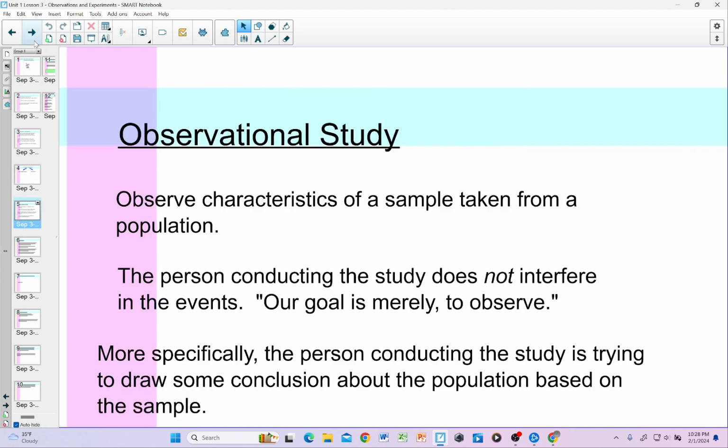So an observational study, okay? In an observational study, you are simply observing characteristics of a sample. Now, again, there's that base word observe. The person conducting the study does not interfere in events. Their goal is merely to observe. So, more specifically, what that person is trying to do is to draw a conclusion about the population based on the sample.